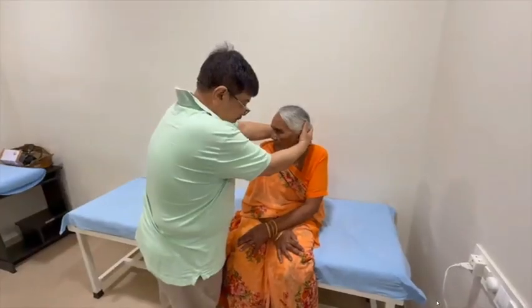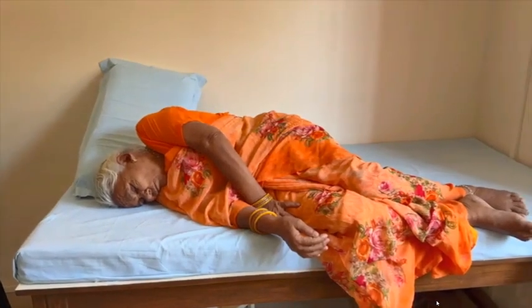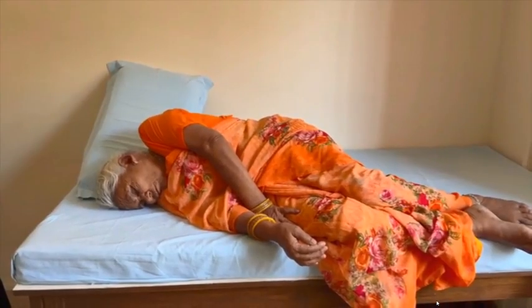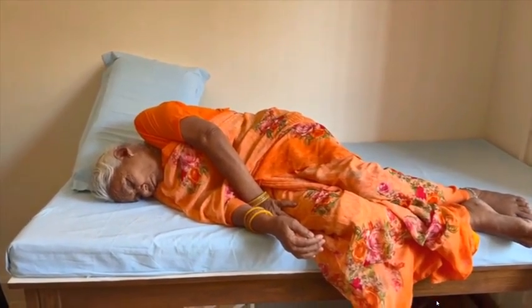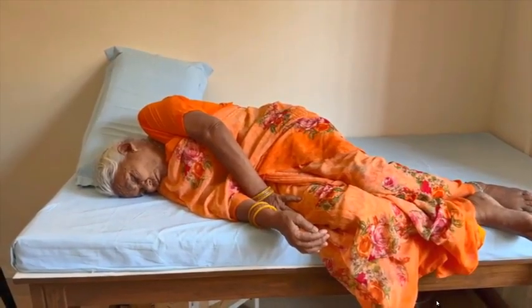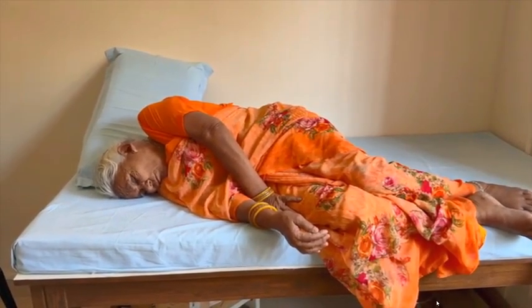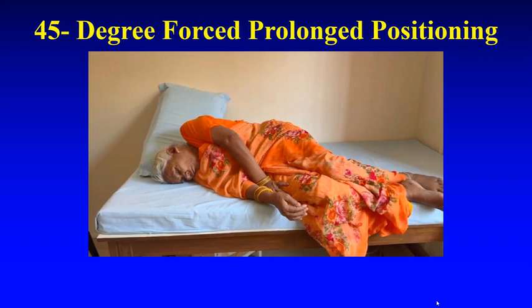We did a 45-degree forced prolonged positioning in this patient. To the right, that is the non-involved side, the head is not completely on the pillow. It is half on the pillow and half on the mattress of the bed, so that the head is rotated 45 degrees to the patient's right. This was maintained for 1 hour.